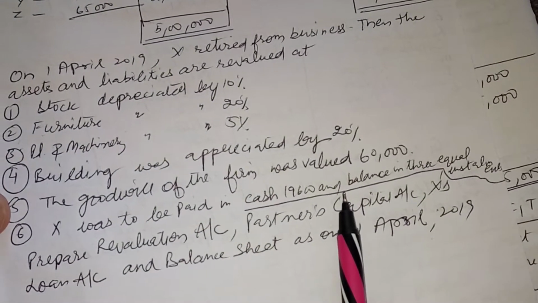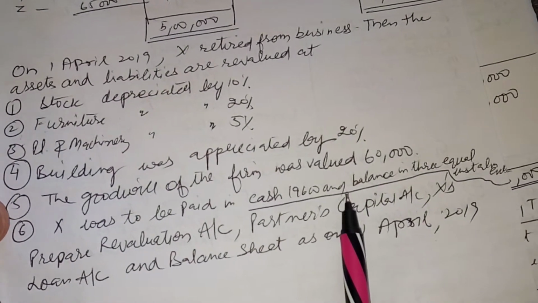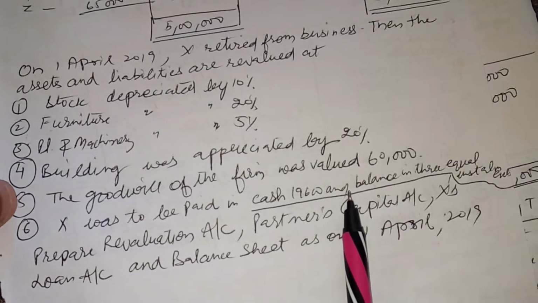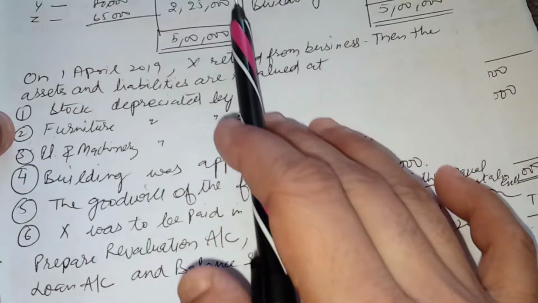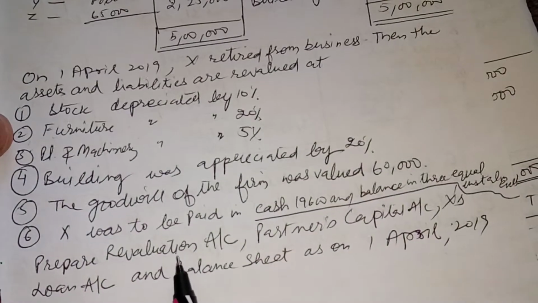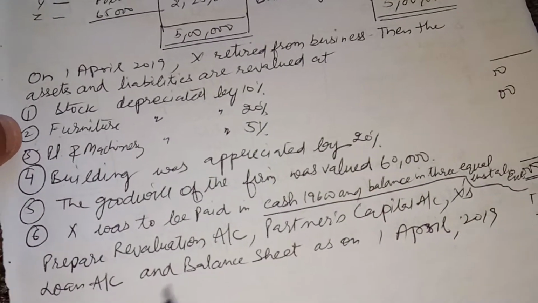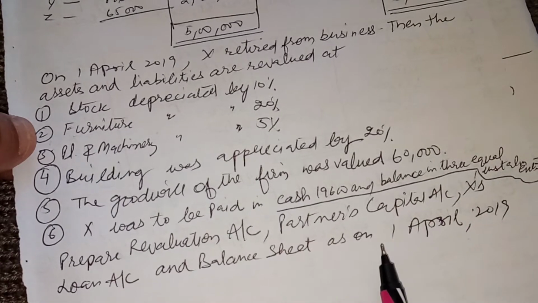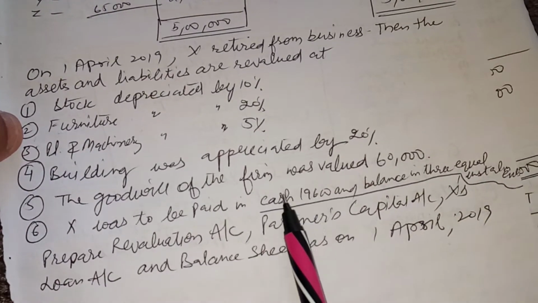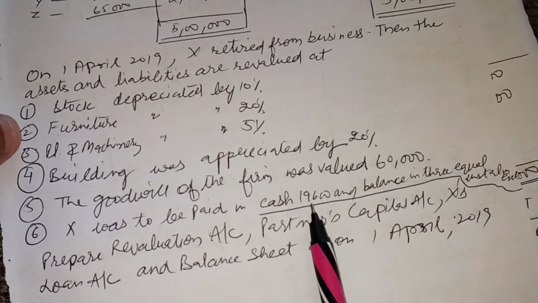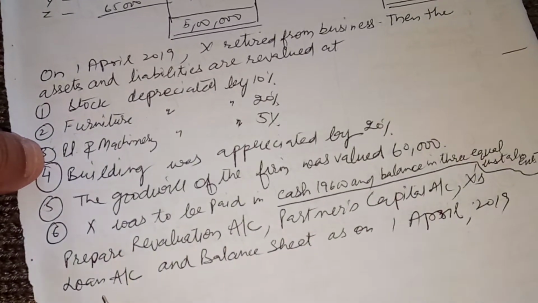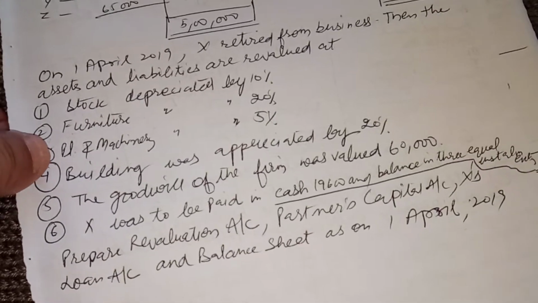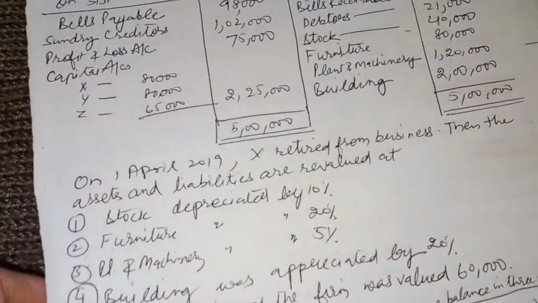That we will do in the coming videos, how the money is given to the outgoing partner. Now in this problem, prepare the revaluation account, partners' capital accounts, X's loan account, and the balance sheet. When we don't have sufficient funds to give to the outgoing partner, in that case we create that partner's loan account, which appears in the liabilities, which we are going to do. So check out the solution.